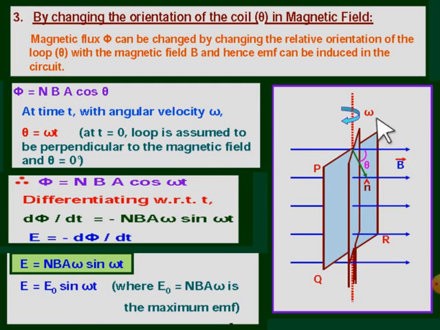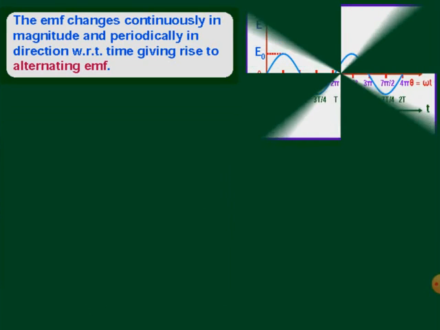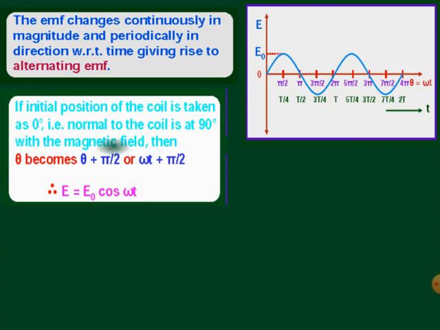As the coil keeps on rotating, the direction of the induced EMF keeps changing, and not only does the direction change periodically, it also continuously changes its magnitude. So this will be the expression of induced AC EMF. AC means alternating EMF. The EMF changes continuously in magnitude and periodically changes its direction. That is what this represents.